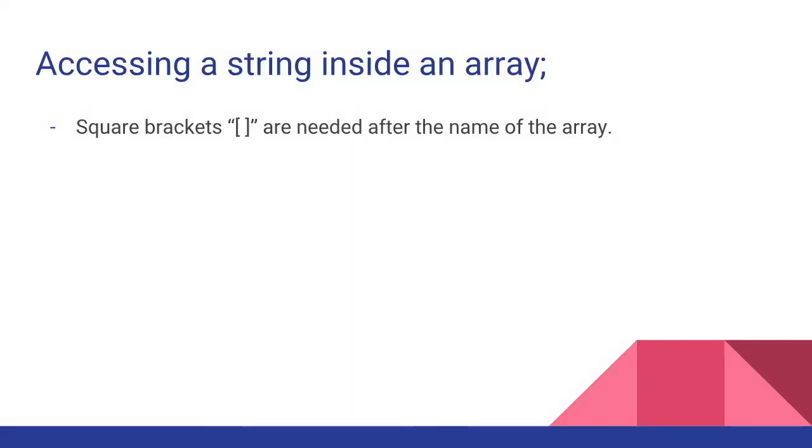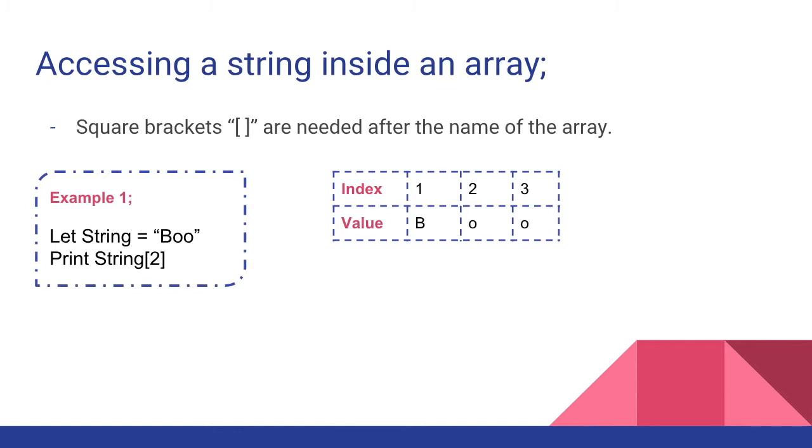To access the inside of an array, square brackets need to be used after the name of the array. This is commonly found with most of the languages in the C family when dealing with a string. An example here will show how to access and print a certain element of an array.